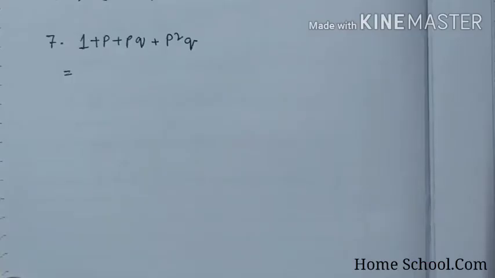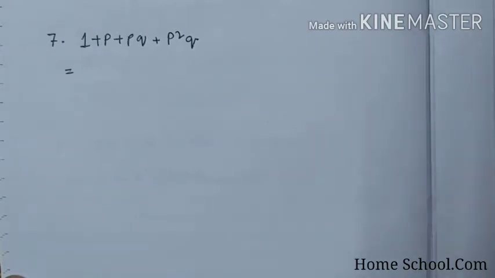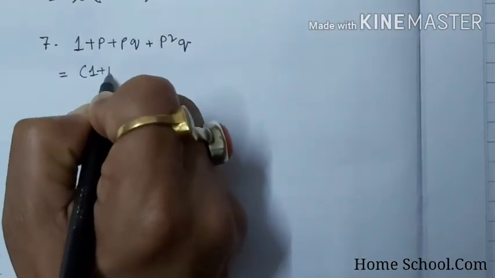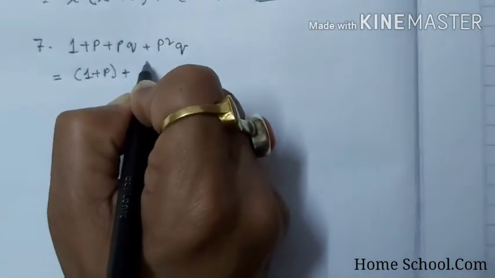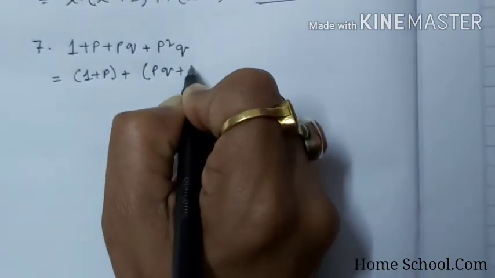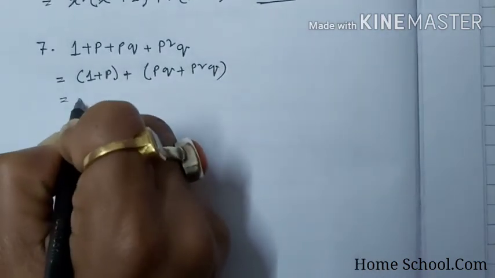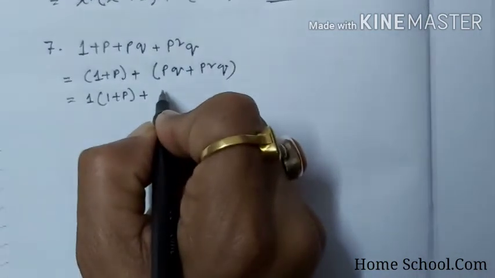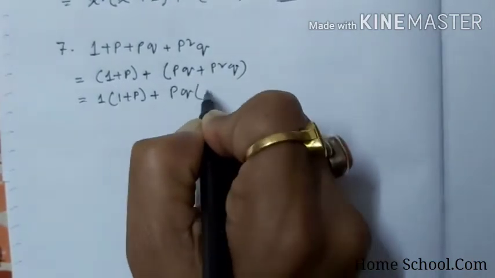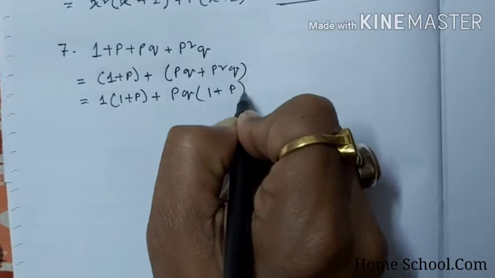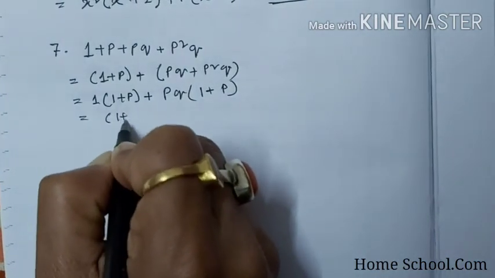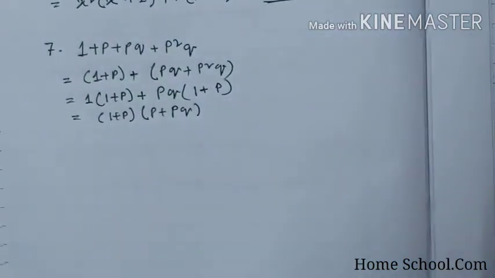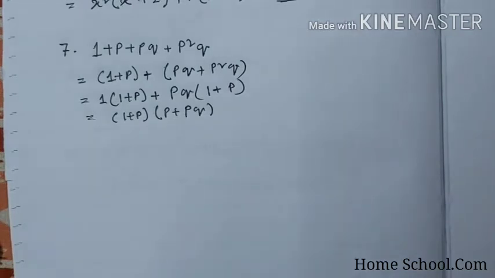This is the factor. Let us solve another problem. 1 plus p plus pq plus p square q. Let us group it first. 1 plus p is one group, plus pq plus p square q. Now if you take 1 common, it becomes 1 plus p. Plus, if you take pq common, it becomes 1 plus p. So the answer is (1 plus p) and (1 plus pq). Right? This is how we can solve.